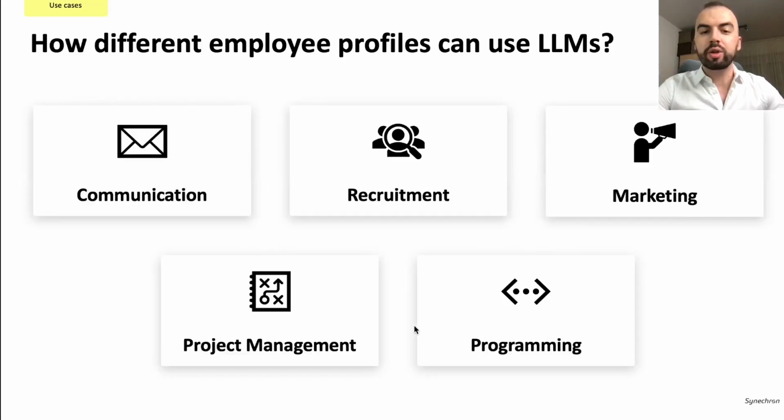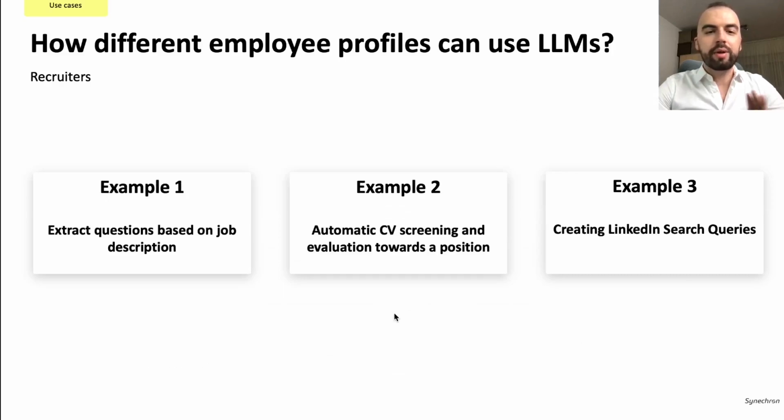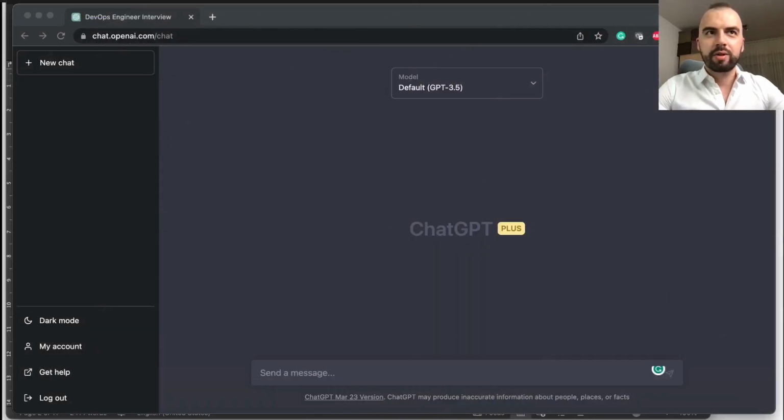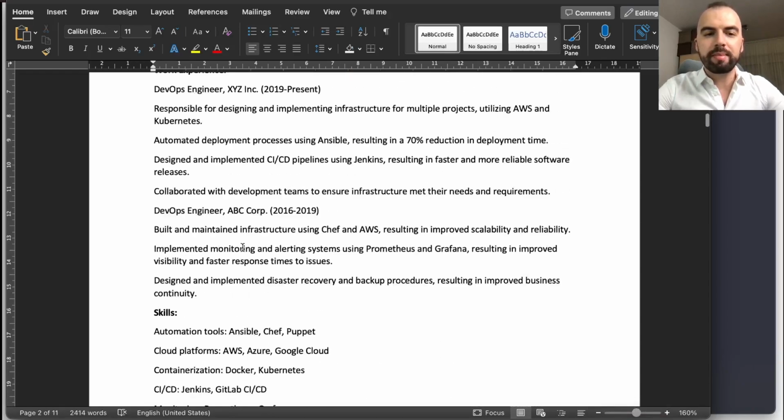Recruiters can actually use ChatGPT for certain tasks, and we are going to show 3 examples: how to extract interview questions based on a job description, how to automatically screen a CV based on evaluation towards a position, and how to create LinkedIn search queries. So let's go with the first example, generating interview questions based on a CV.